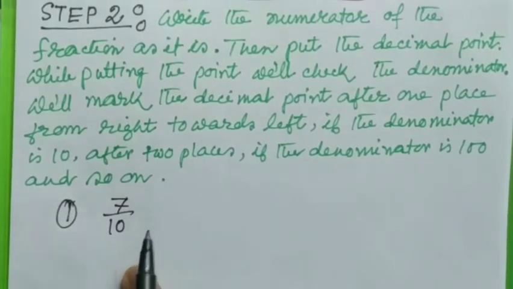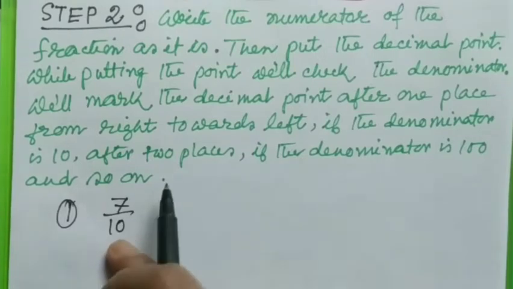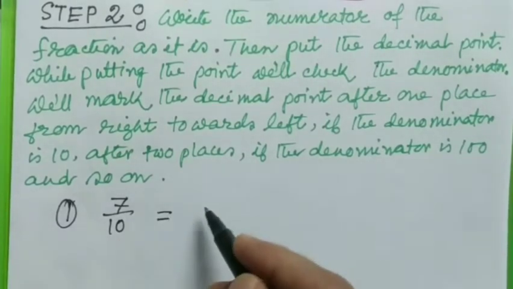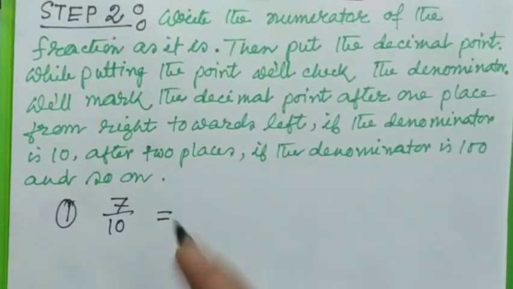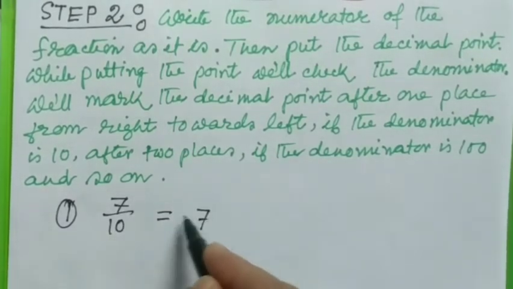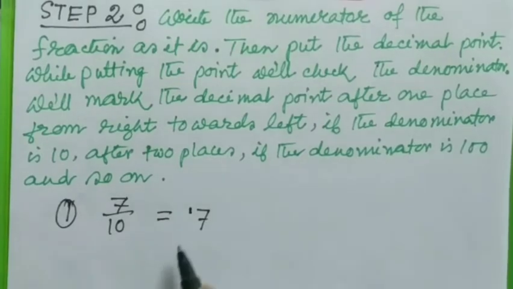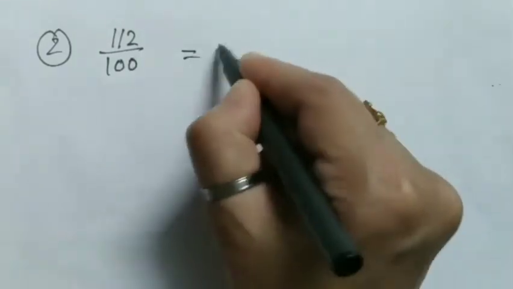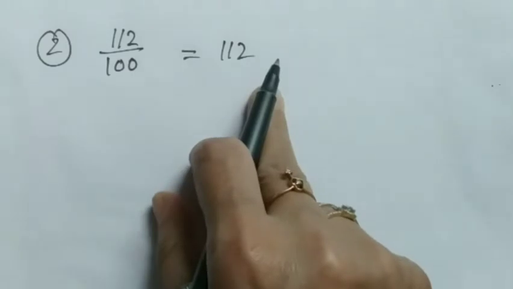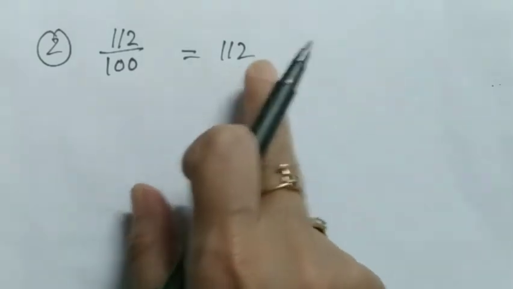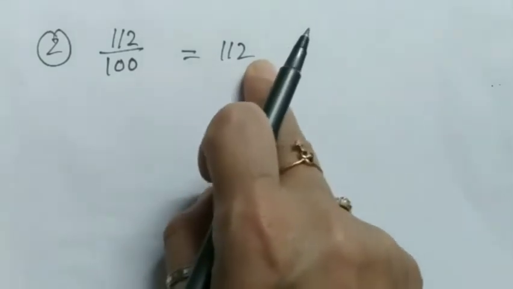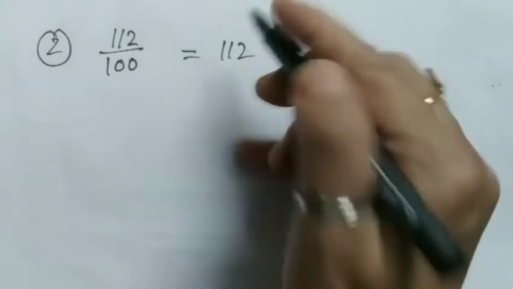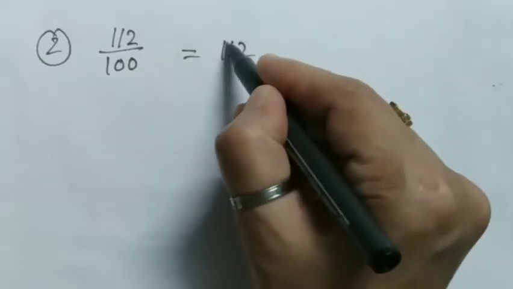Here you see, as in the denominator 1 0 is there along with 1, so I'm putting the decimal point one place from right towards left and writing the numerator as it is. That means here our decimal point will be after one place. Let's take the next example, 112 by 100. Now here I'm writing the numerator and putting the decimal point two places left, starting from the right of the numerator. Yes, the point will be here.